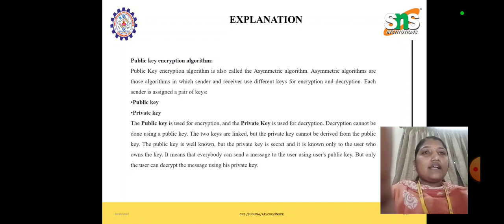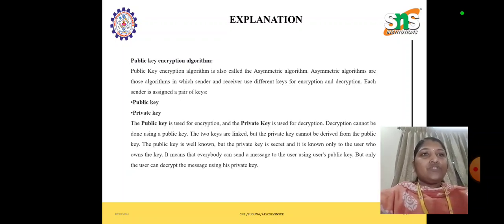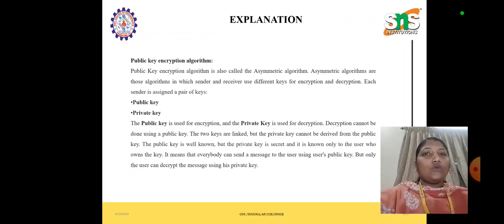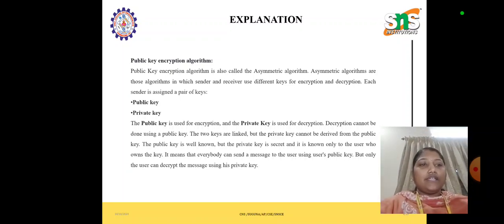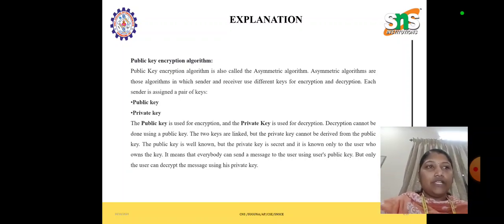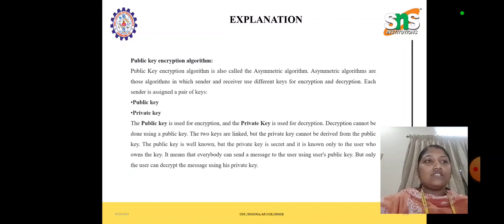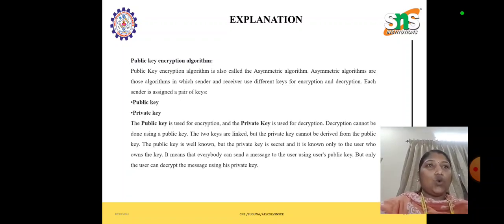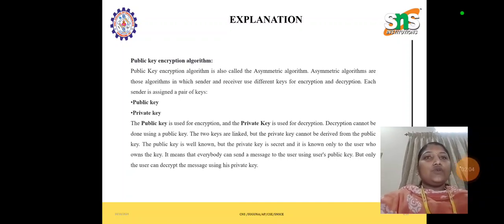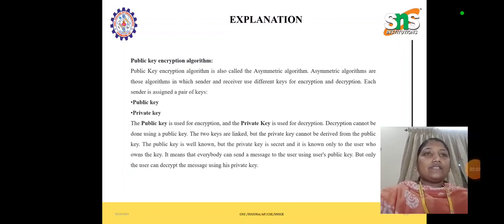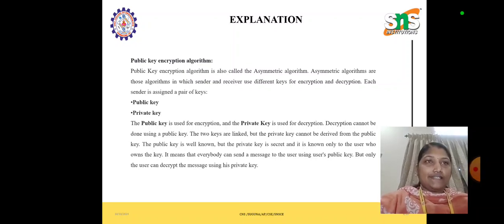RSA is an asymmetric encryption algorithm. It uses two different keys, the public key and the private key. Always the public key is used for encryption and the private key is used for decryption. The main key concepts of the RSA algorithm: the public key can be used by anyone to encrypt a message for the key owner, or to verify a digital signature. The private key is used by the owner to decrypt messages or to create digital signatures.